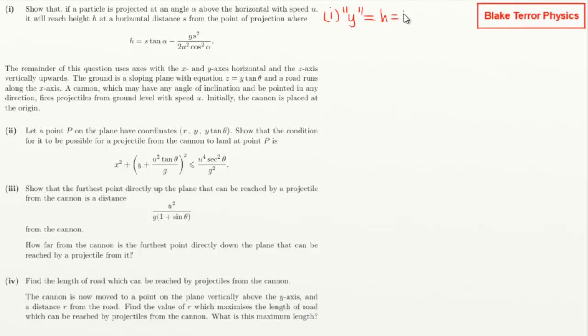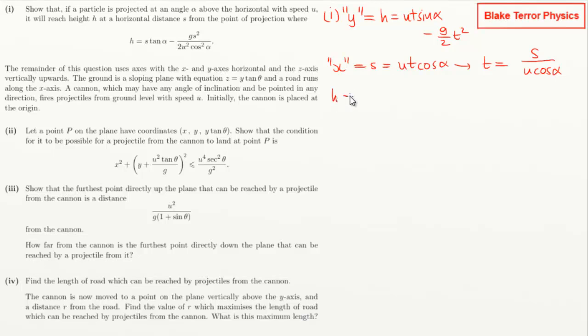So our ut is going to be ut sine alpha, and our half at squared is going to be minus, because we're accelerating downwards, g over 2 times t squared. So that's the y bit. Our x is going to be s, which is just ut cos alpha. So I just have to eliminate t in these, and then everything will be fine. That one is given that t is s over u cos alpha. So put it into this.